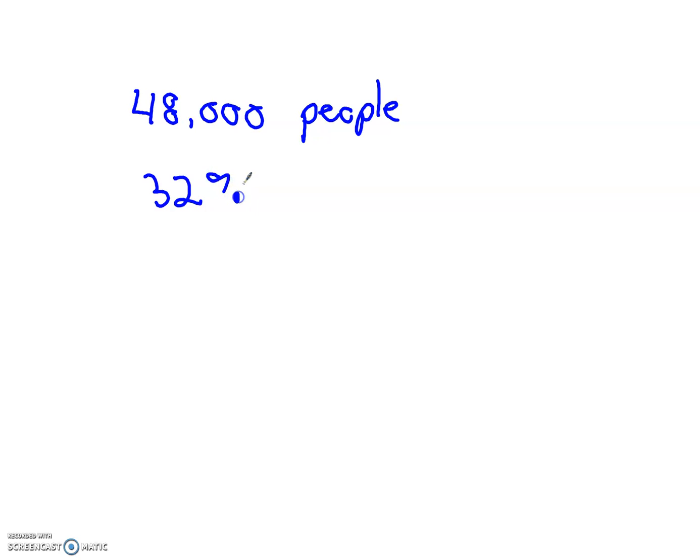Say you look at some town or some city that's got 48,000 people in it. Some people call that a town. I live in a town of 1,400 people, so 48,000 people doesn't seem like a town. That seems like a city. But if you've got 48,000 people and 32% are unemployed, it means they don't have jobs, then how many people really is that?